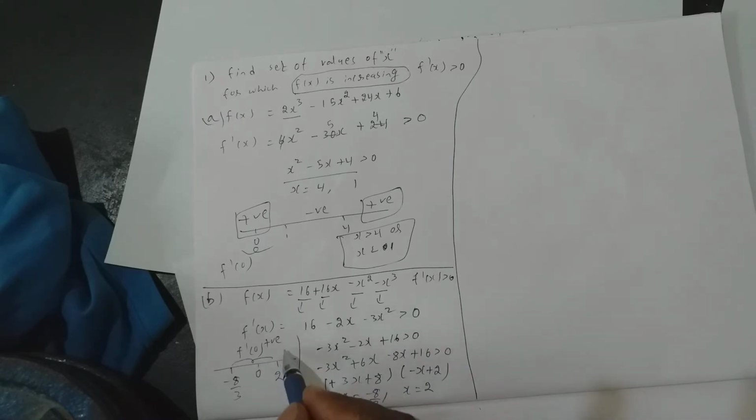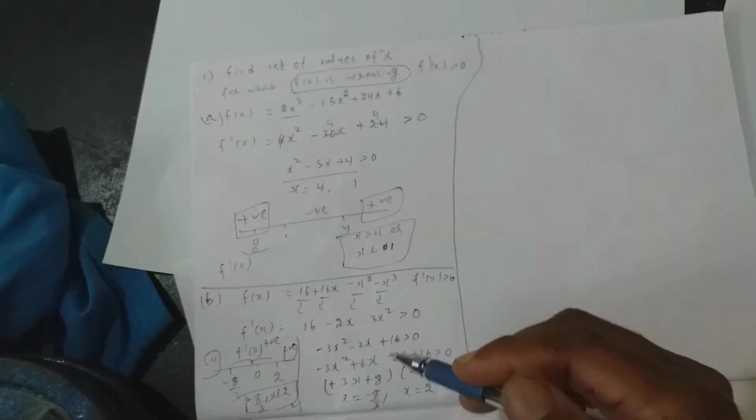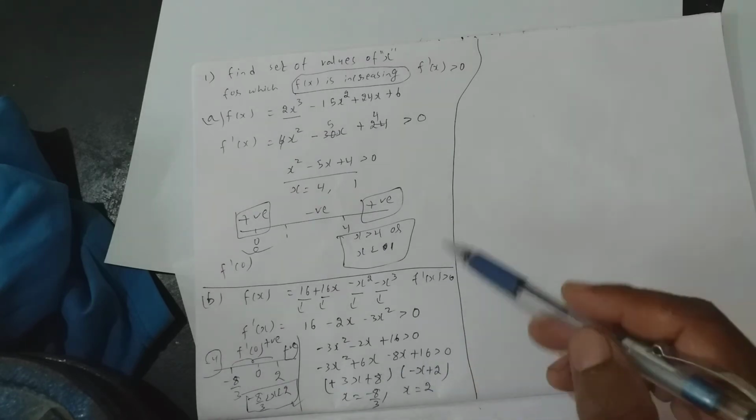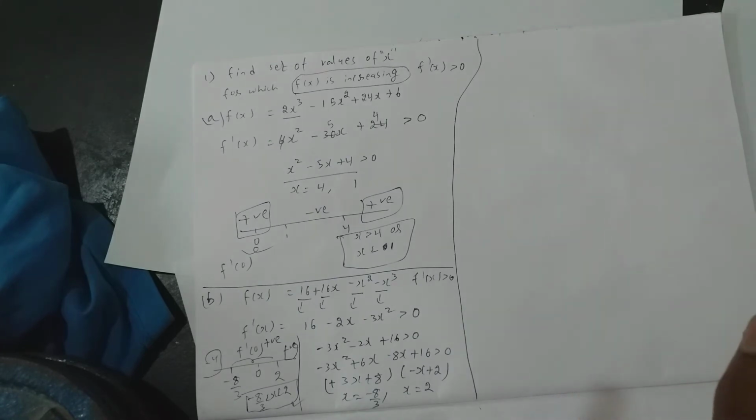Clear? So it is increasing. So here negative, here negative. So it's decreasing over here. So between minus 8 by 3 less than x less than 2, my f of x is increasing. This is another example. How do you check in which interval is it increasing or decreasing? With these two sums, I think I made myself clear how you find out where it is increasing or where it is decreasing.